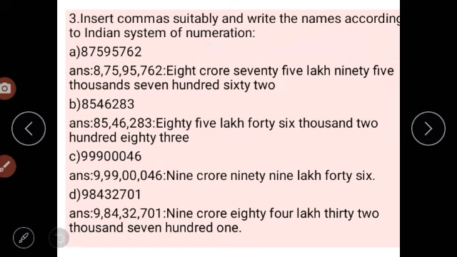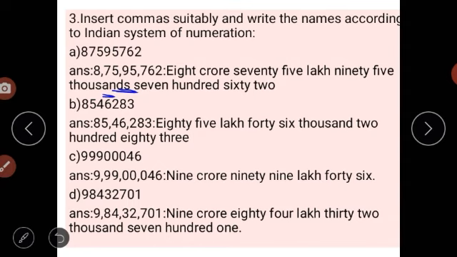Getting it? Next, the B question is 8546283. So here we start counting from the right side. What is the number we have here? 382. The last 3 digits are 382. So after 382 we will place a comma, and after 2 digits, what are the next two digits? 6 and 4. So again we will place a comma. Next, what are the 2 numbers remaining there? 5 and 8. So here we will write 5 and 8 as it is.